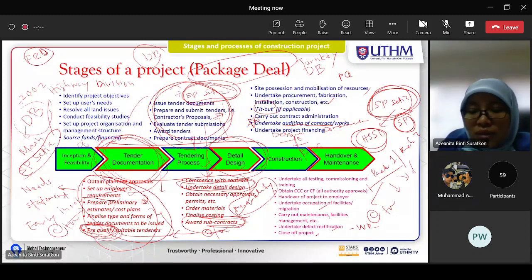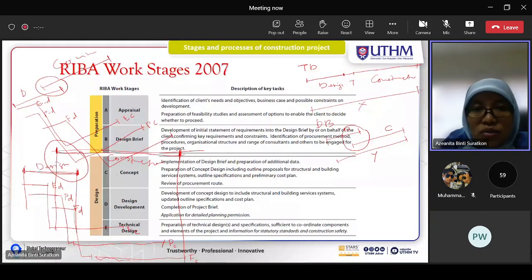No, Doktor. Right, okay. So these are the RIBA work stages. Have you ever heard of this RIBA? This RIBA without an apostrophe, yeah?